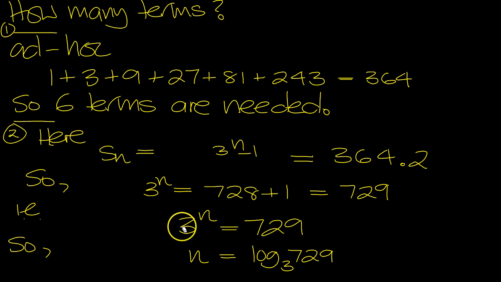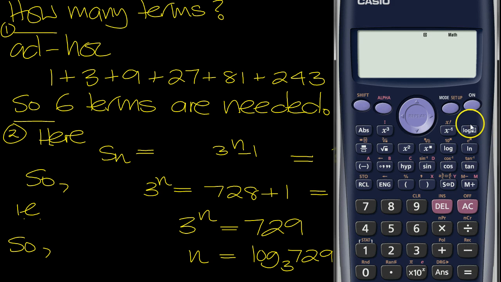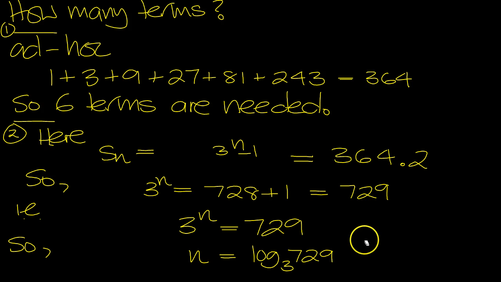Log base 3 of 729 on the calculator. So here's the log, base 3 is the number, and then we want 729, don't we? Toggle forward up to the box there. 729 equals 6. So the answer is 6. So we just worked that out there, haven't we?